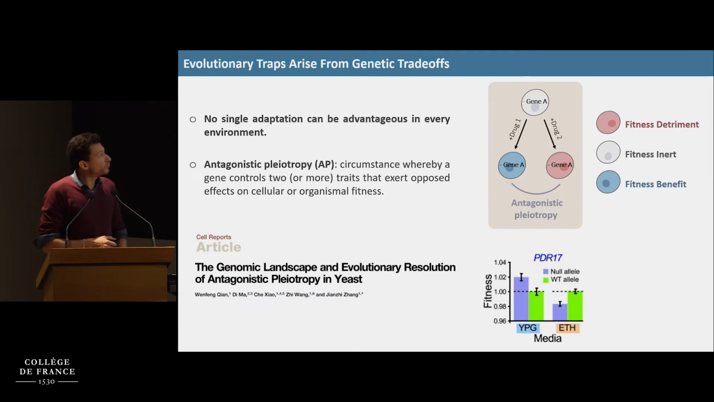There are precedents in the study of these genes, mostly in yeast, where people have tried to identify AP genes, and they've been able to identify one gene in particular, for instance here, PDR17, as a gene that will, once knocked out, favor the growth of the yeast in the YPG media, or decrease the fitness of the yeast in the ATH media.